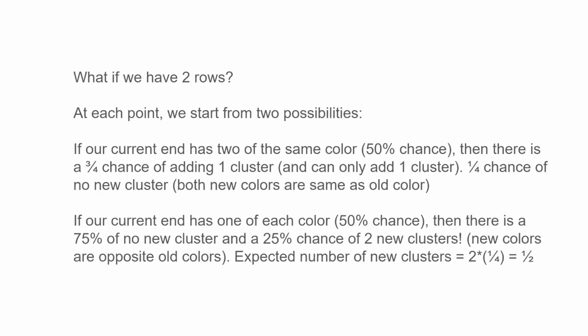But if the end of the grid has one of each color, so let's say a red on top and a blue on bottom, then there's a 75% chance that there's no new cluster at all, right? Because if the next 2 are the same color, I'm not adding a new cluster because that's going to connect to the previous one. It will cut off the one that's not repeated, but it's not going to add any new clusters in that moment. But there's a 25% chance. So if it's the case that the new colors are swapped vertically from the old colors, then I'm going to end up with not just 1, but 2 new clusters. And so if I want the expected number of new clusters, it's 0 times 75% chance plus 2 times that 25% chance, or a half.